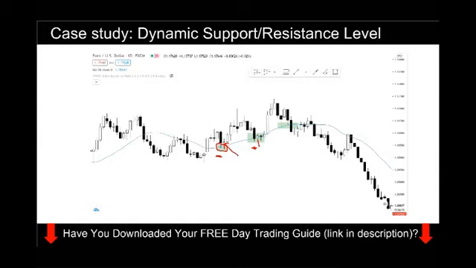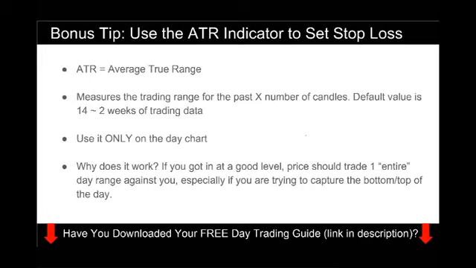If you use TradingView or any platform, you will find this indicator called ATR, average true range. Most platforms have it, so it doesn't matter which platform you are using. Just look for this indicator, average true range, and just use this. So what is this ATR indicator? Well, it actually measures the trading range for the past X number of candles. X is determined by you, meaning you can set how many candles you want to consider. But the default value is actually 14.